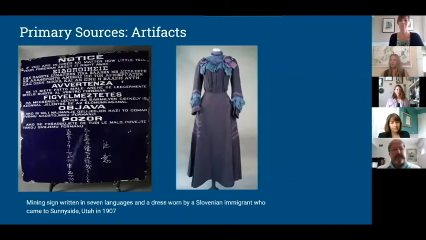And then we also have some artifacts from our state history collection for students to analyze. On the left is a mining sign written in 7 languages: English, Greek, Italian, Hungarian, Croatian, and Japanese. And this demonstrates the diversity and potential language barriers when working in the mines. And the dress belonged to a Slovenian immigrant who came to Carbon County via boat to New York City, and then by train to Sunnyside, Utah in 1907, where she met her fiance, and they married the first week that she arrived. And he came to Carbon County a year earlier to work in the mines as a mechanic.